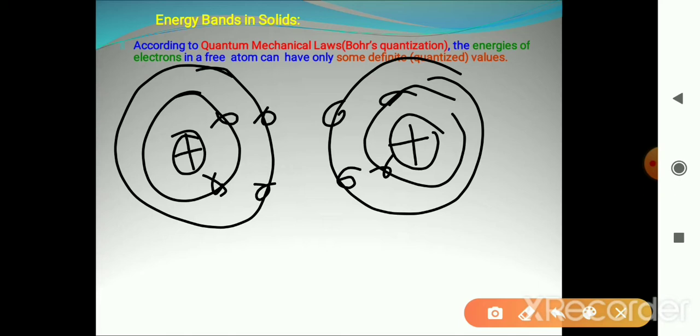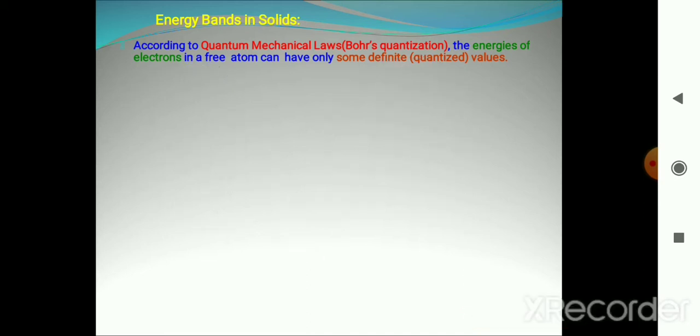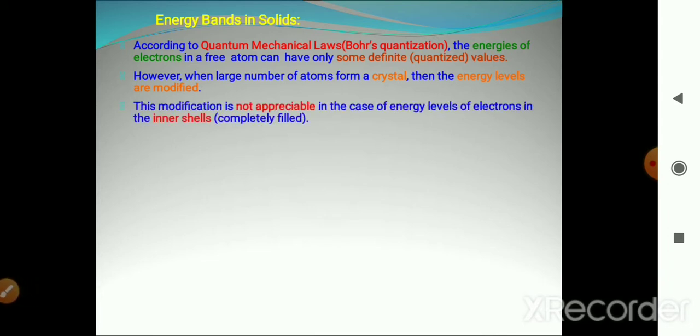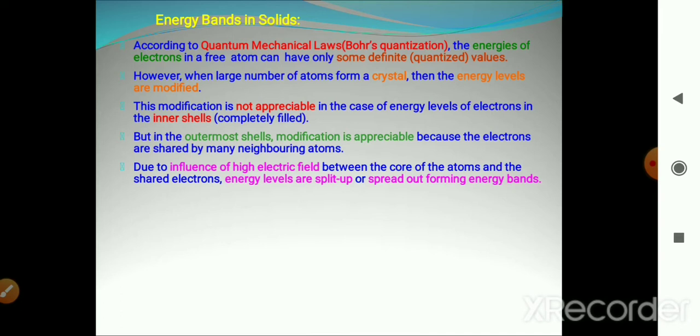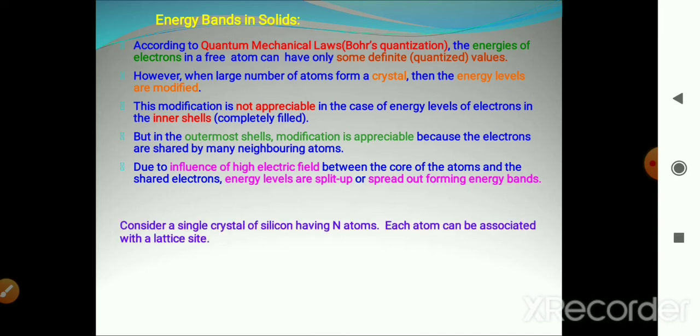The energies of outer electrons are modified, but the energies of inner shells remain almost unaffected because they are well shielded. So the modification is not appreciable in case of energy levels of electrons in the inner shells. Energies of outer shells are modified.